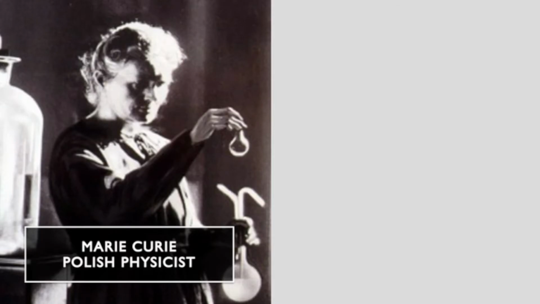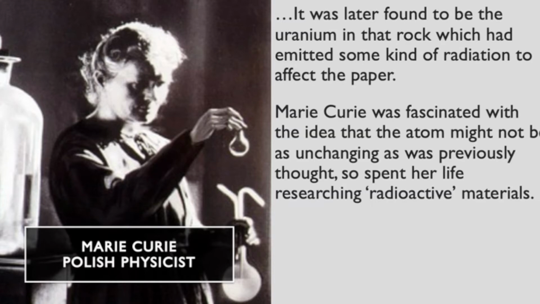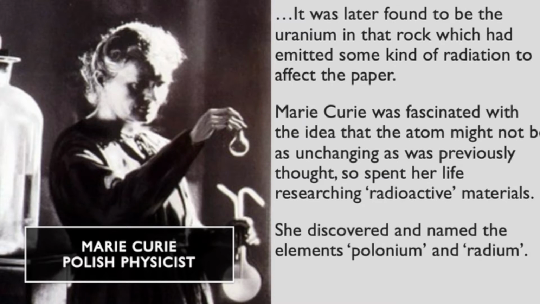So another name that you have probably heard of is Marie Curie, who was a Polish physicist. After Becquerel's experiments, it was later found that it was the uranium in the rock that had emitted some kind of radiation to affect the paper. Now, Marie Curie was fascinated by the idea that the atom might not be as unchanging as we thought before, so she spent her life researching radioactive materials. She discovered and named the elements polonium and radium, and she won 2 Nobel Prizes.